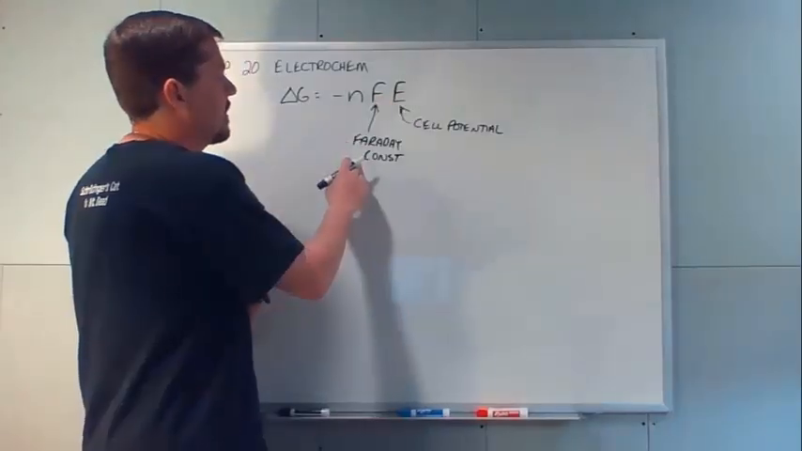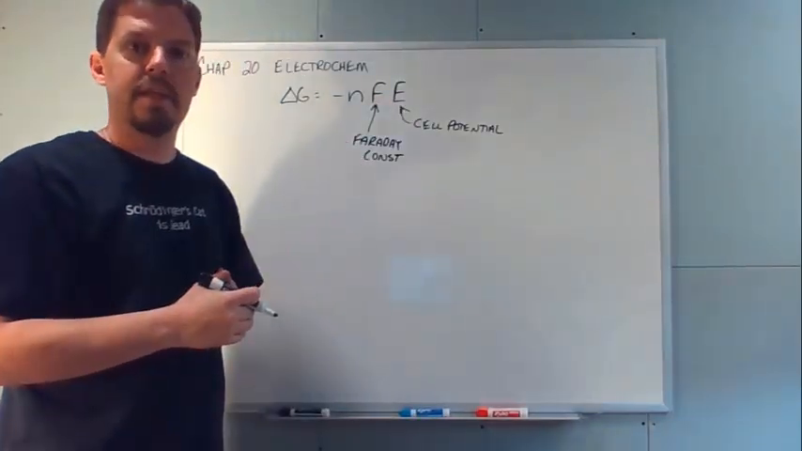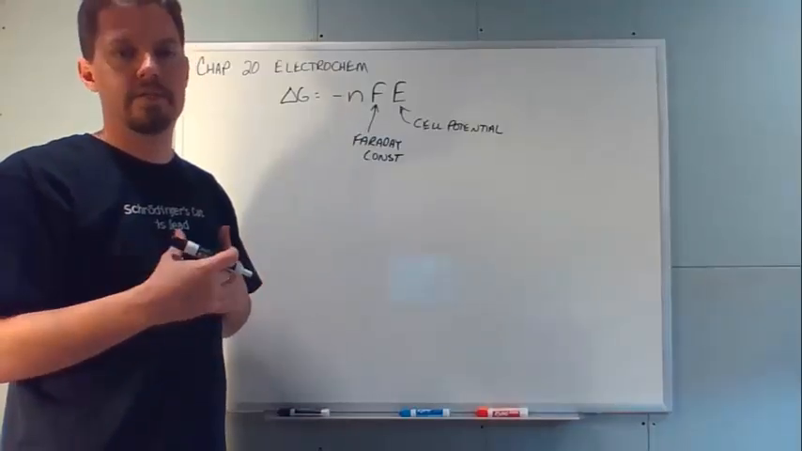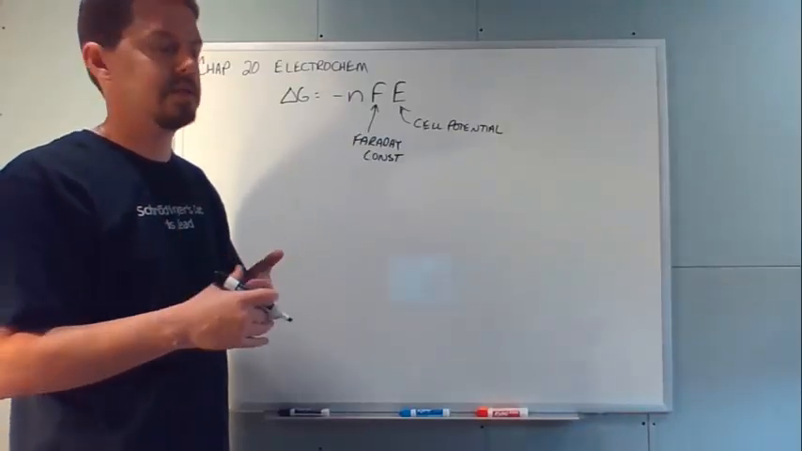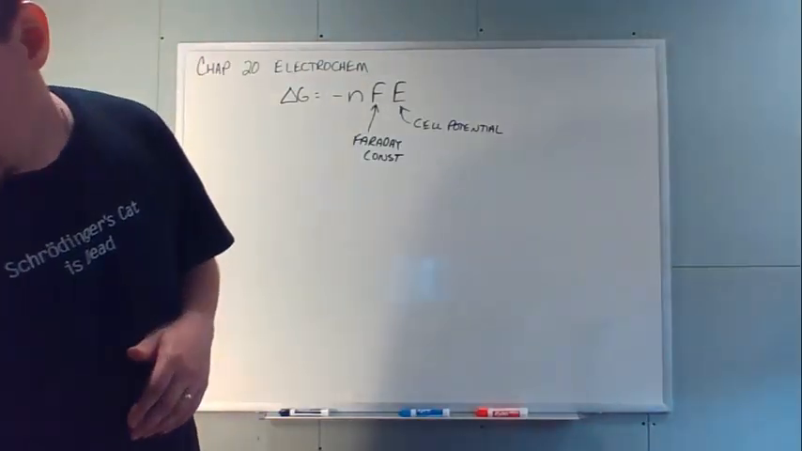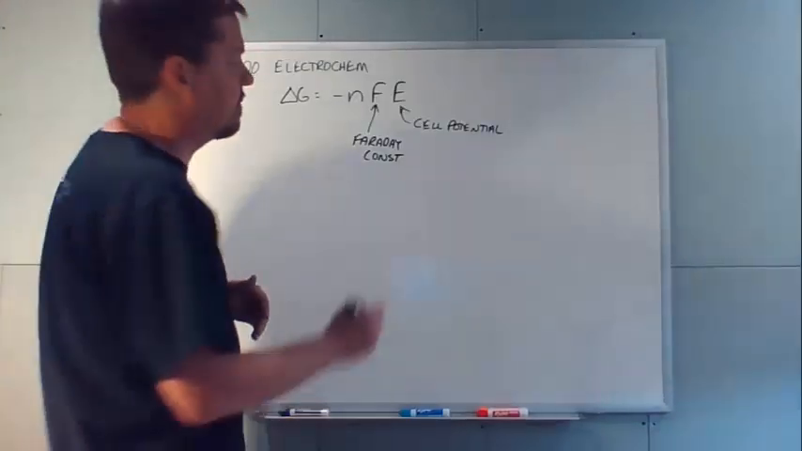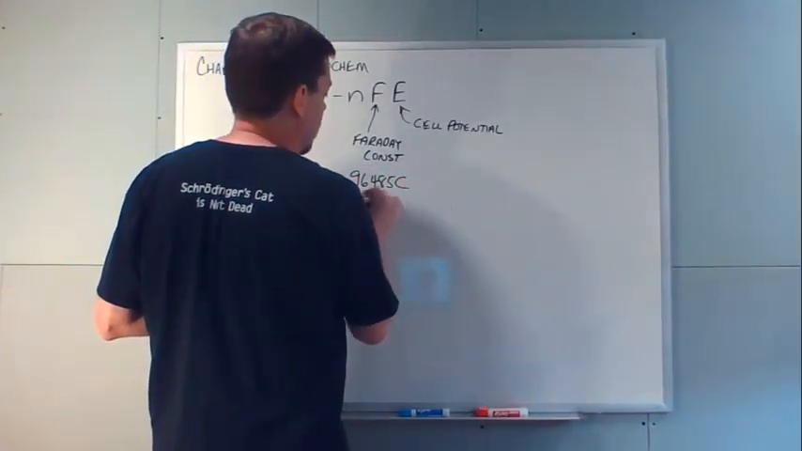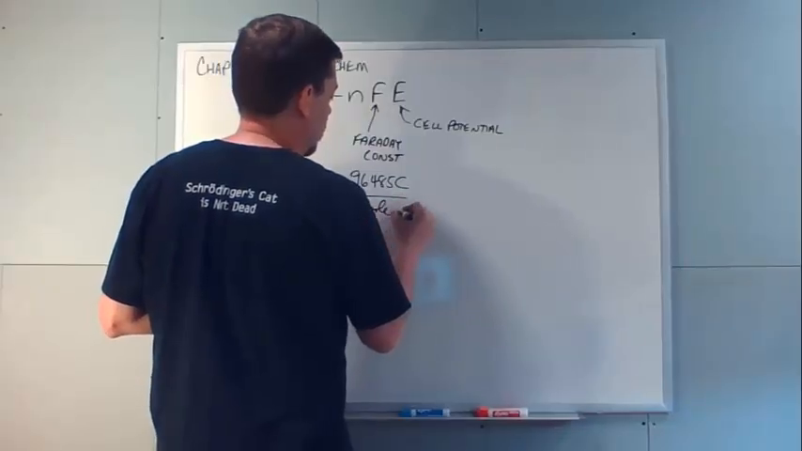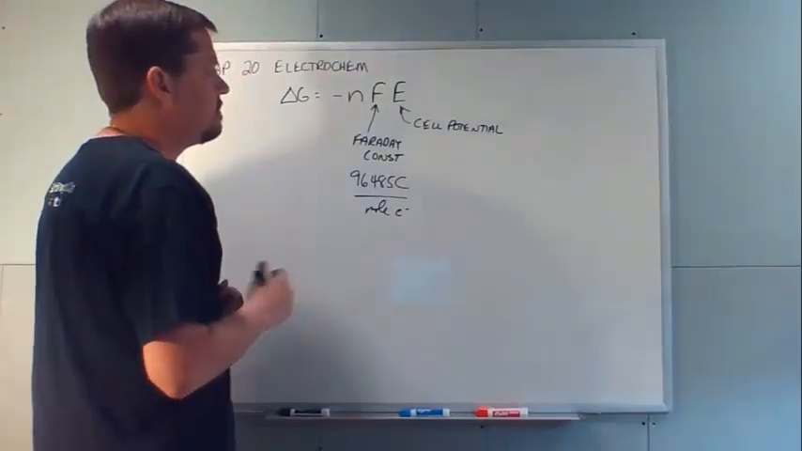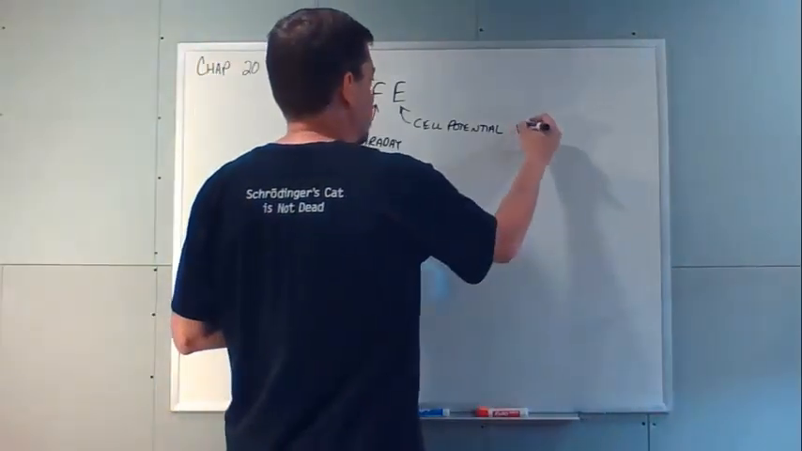The F is the Faraday constant, which is the charge per mole of electrons. Instead of looking at the charge of one electron, it's the charge per mole of electrons. So all we did was take the charge of one electron and multiply it by 6.02 times 10 to the 23rd, and you get 96,485 coulombs per mole of electrons. All right, we have our voltage here.